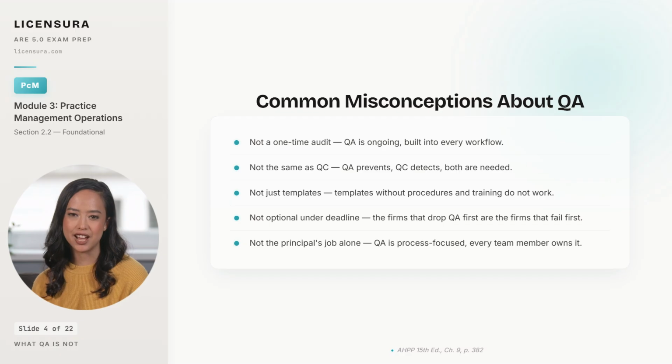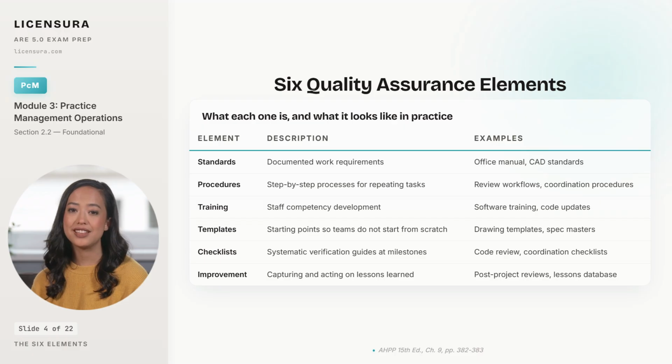And QA is not the principal's job alone. It is process-focused, which means every team member owns their piece of it every day. With the misconceptions cleared, here are the 6 concrete elements every firm of scale puts in place. 6 elements, with what each one looks like inside a real firm.